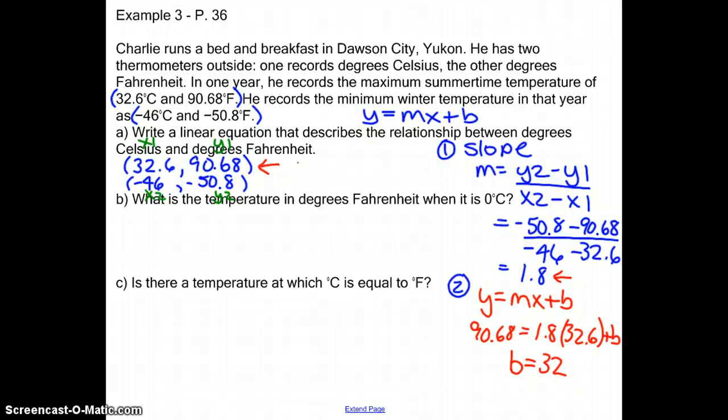Now the third step, to actually determine your equation, we just plug this all into y equals mx plus b, this time with just the variables for y and x. So we get y equals 1.8x plus 32. If I were to rewrite this with Fahrenheit and Celsius instead of x and y, which would be my y variable? Fahrenheit or Celsius?